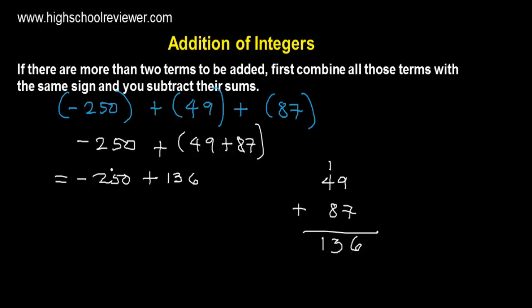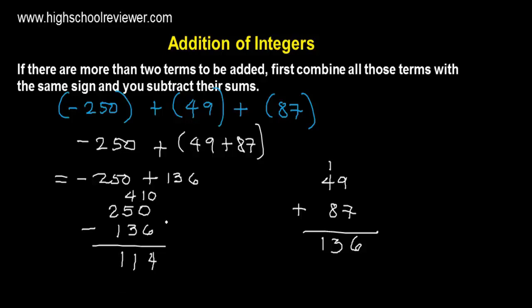So the larger number here, disregarding the sign, is 250. We will have here 250 and subtract that by the smaller number, which is 136. 0 minus 6 cannot be. We need to borrow 1 from 5. So 0 will become 10 and 5 will become 4. 10 minus 6, that is 4. 4 minus 3 is 1. And 2 minus 1 is 1.